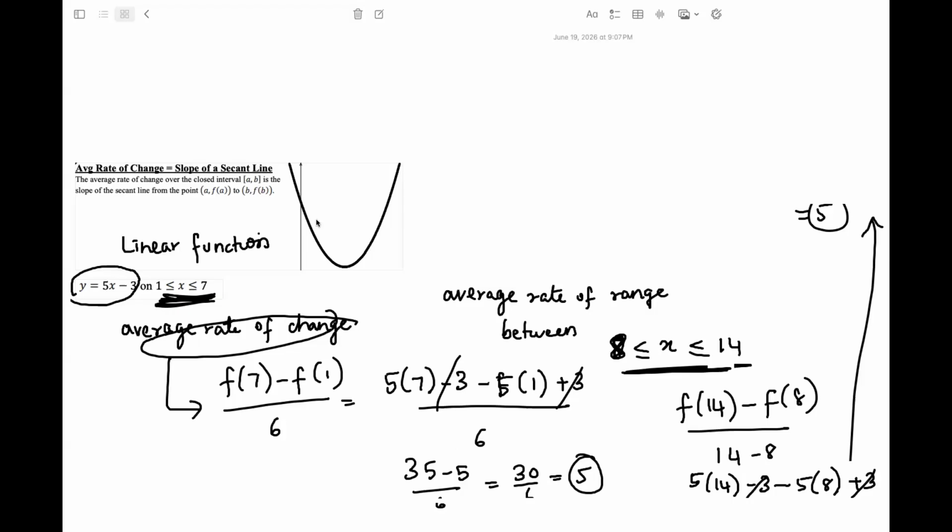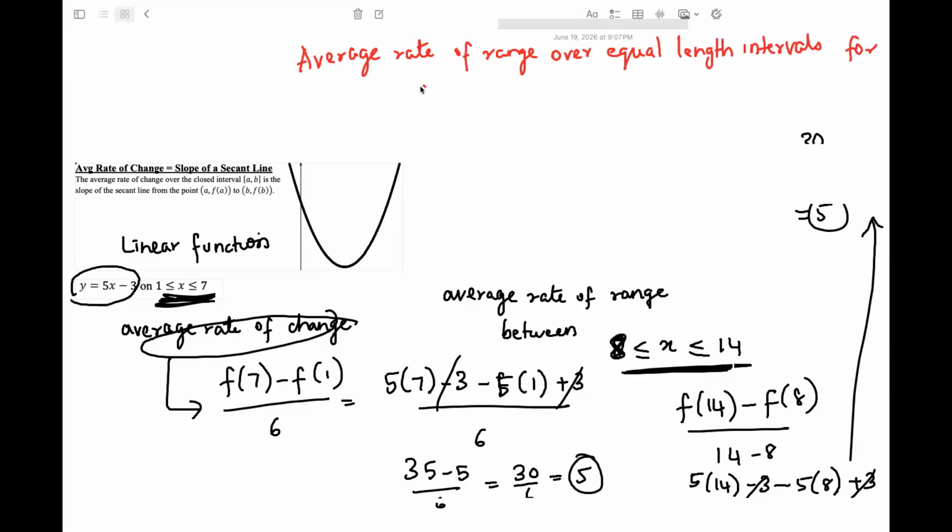This is a very important thing. Okay, so average rate of change over equal length intervals. This is an important concept, guys. For a linear function is a constant.